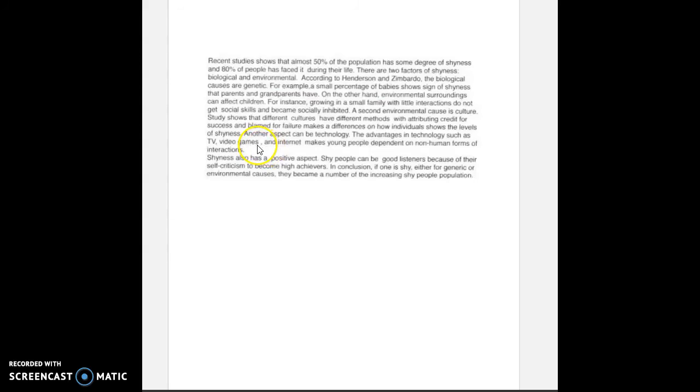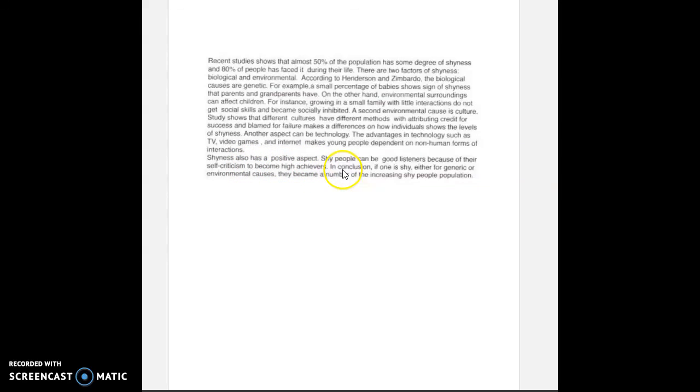Now again, no space. You could say, all right, shyness has a positive aspect. Shy people can be good listeners because of their self-criticism to become high achievers. Okay. Their self-criticism, which leads them to become high achievers.